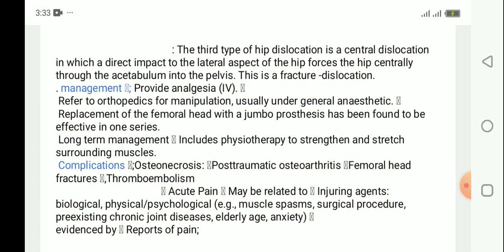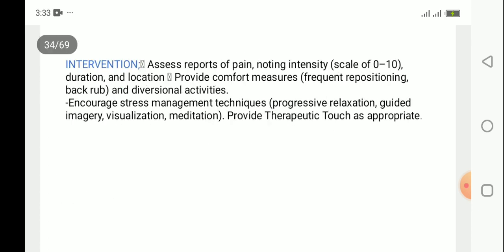Coming to the next complications, they are secondary acute pain related to biological, psychological and physiological stress. Coming to the interventions, the intervention is based on the needs of the patient, like pain intensity and duration, location, comfort measures, diversional activities, stress management and therapeutic touch.